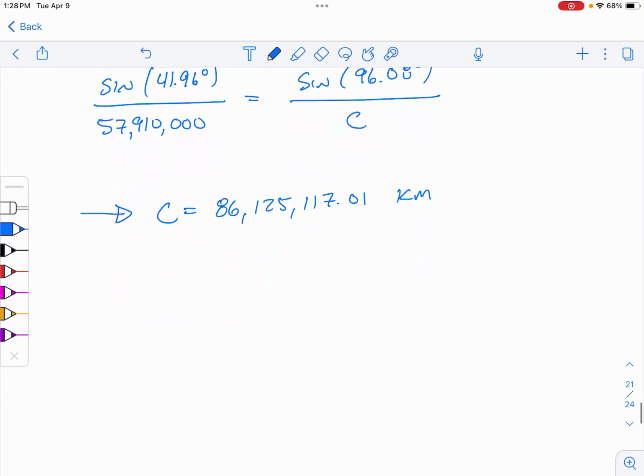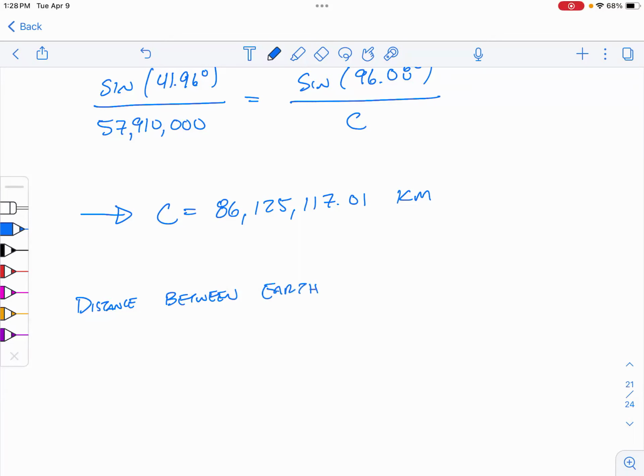And then in order to find the distance between Earth and close Mercury, then we need to do our 88 million minus 86 million.